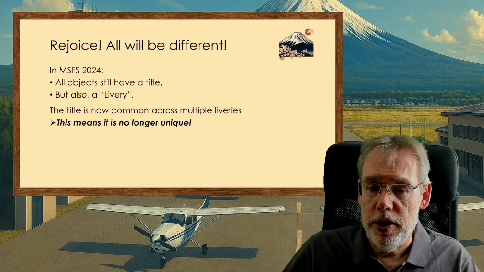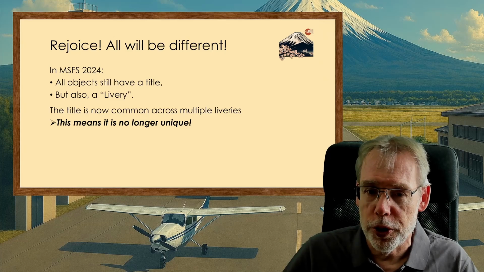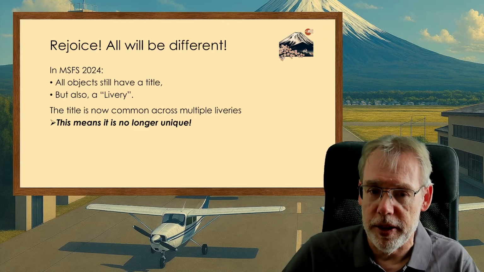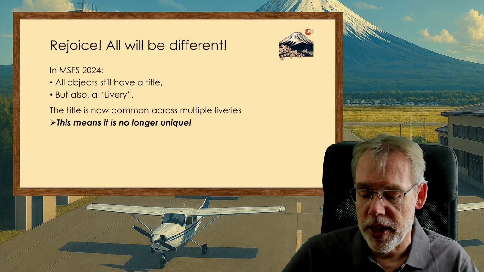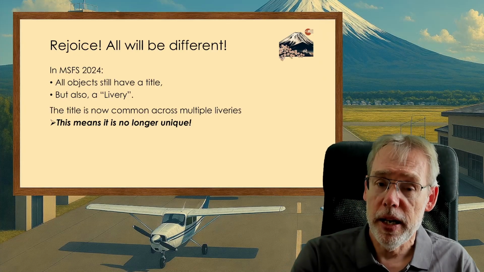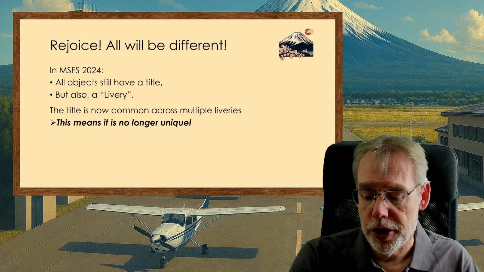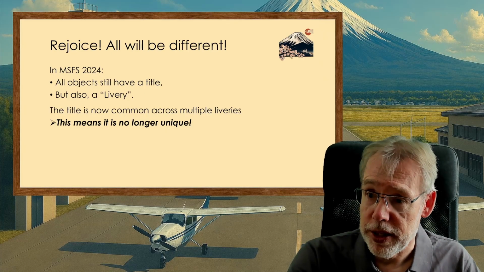This hopefully means that, of course, you will get titles that are a bit more specific to the type of the aircraft and the variation. But of course, there will also be some words in there indicating who made it. And then the livery will be a specific version painting for that aircraft or other simulation object.